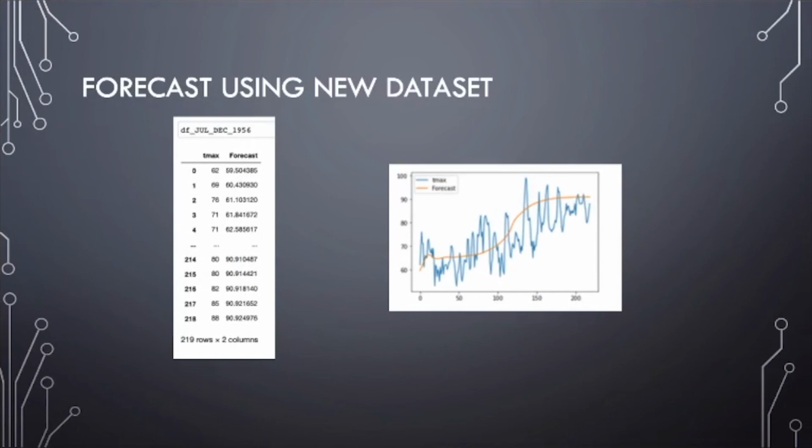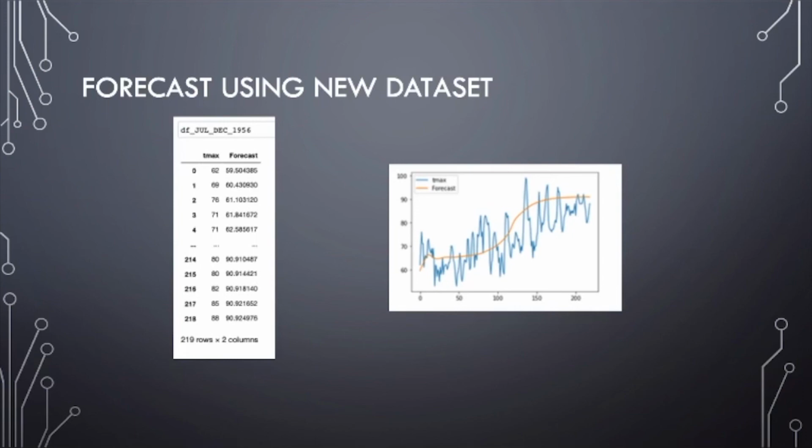Now we're able to forecast using the new data. As you can see on the left, there are two columns now. One is the temperature max, and on the right is the forecast that we just created using the code. You can see that it's very close, but it's not 100% accurate. You can see in the first column, the real value is 62 and it forecasted 59.5. Then you can see at the very bottom, the temperature was 88, but it forecasted 90. So it's a pretty good model, but it is not a perfect fit.